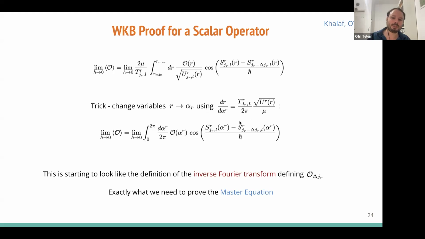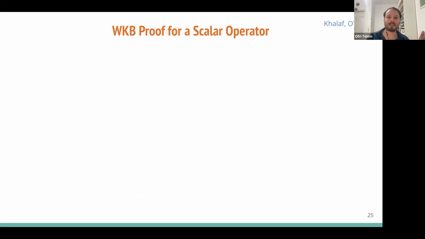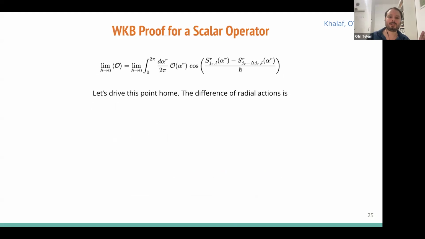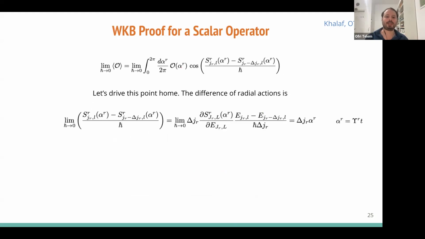And now there's this annoying cosine of the delta action, which somehow I want to become my inverse Fourier transform. So there's one step left to associate this difference between the two actions with a classical quantity. Let's drive this point home. The difference between these actions is the partial of the action with respect to E, and then the difference of the E's divided by H bar delta JR. But note that this is exactly what we showed earlier using our quantum to classical relations.